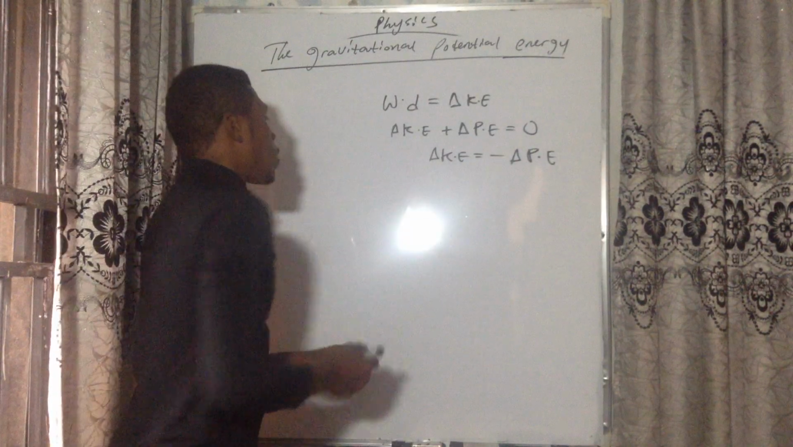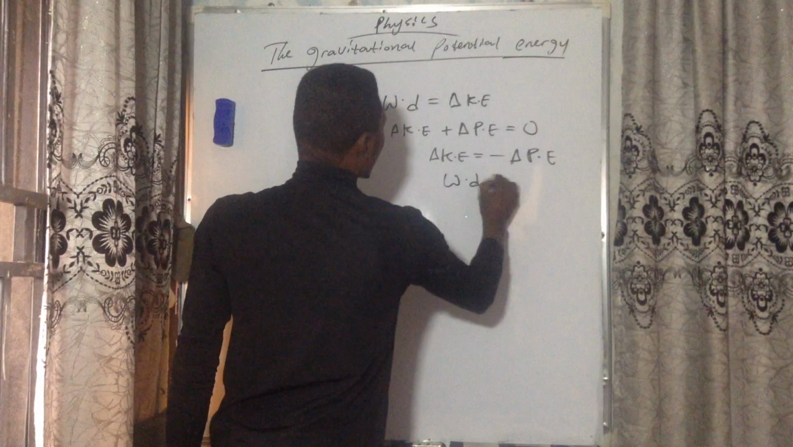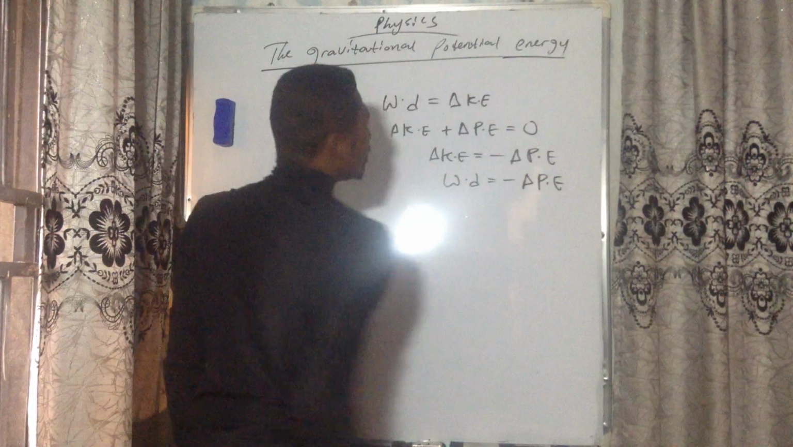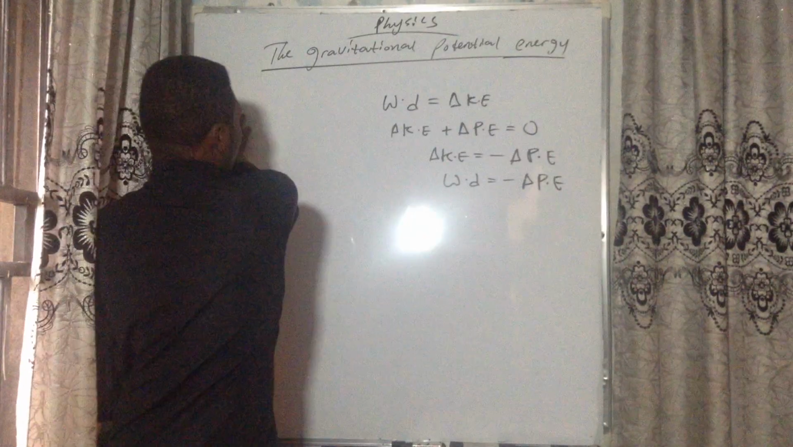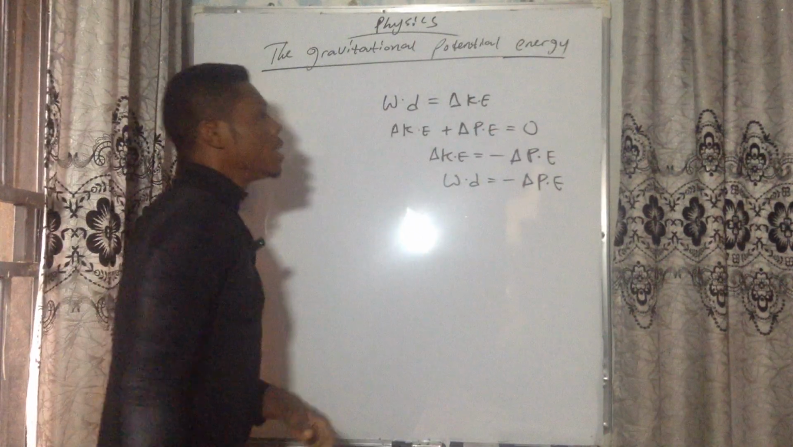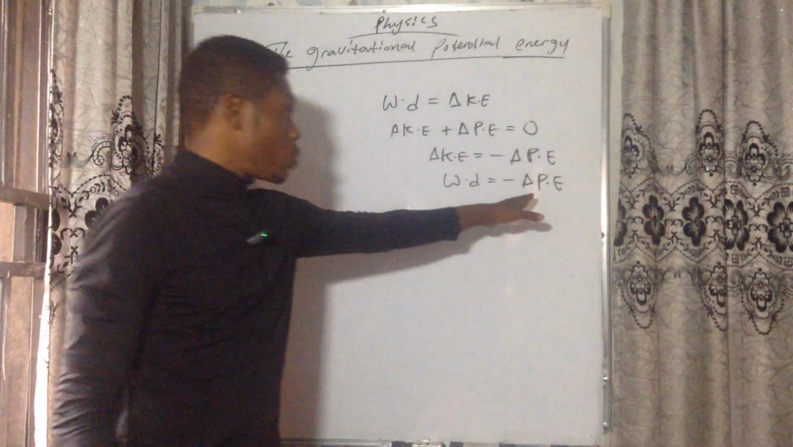So this is the work done. So the work done is what? Minus what? The change in what? Potential energy. So the work done is minus the change in potential energy. So this is the equation for work done.